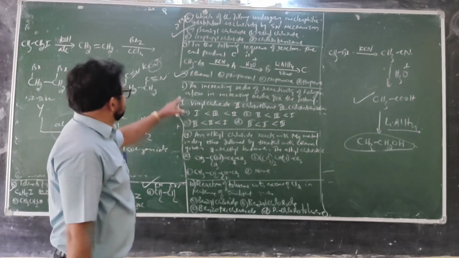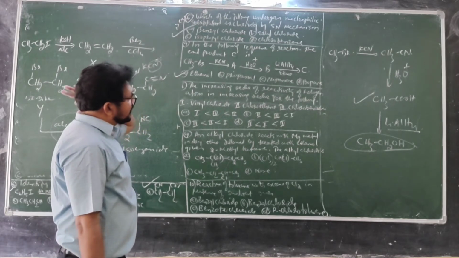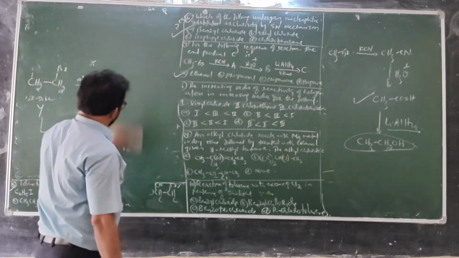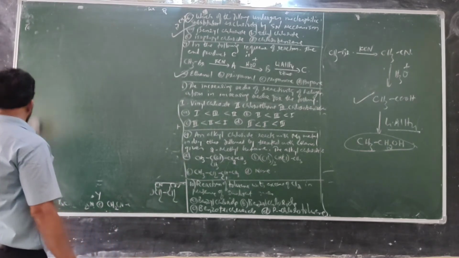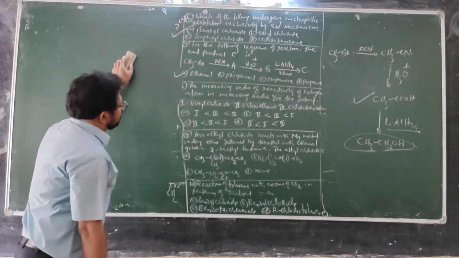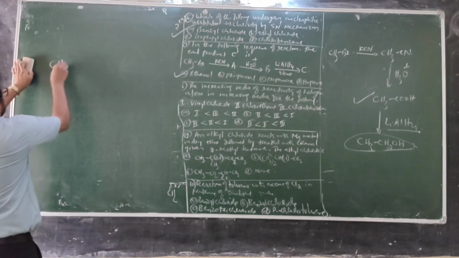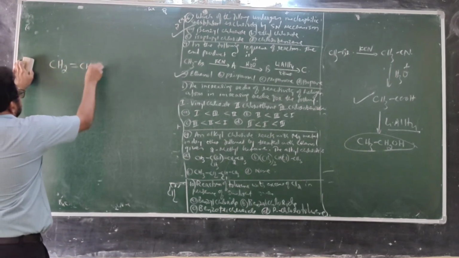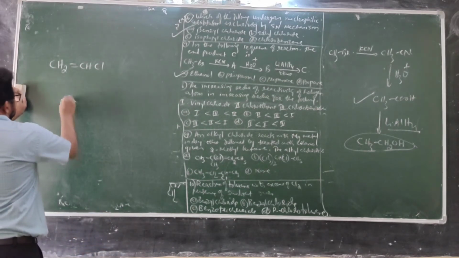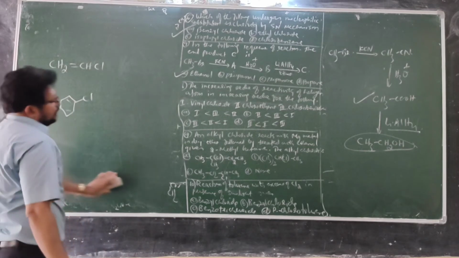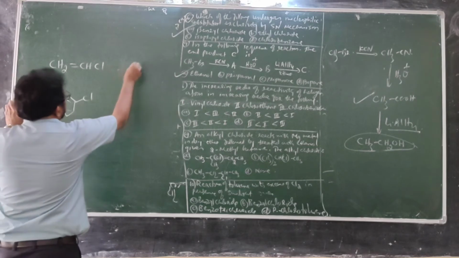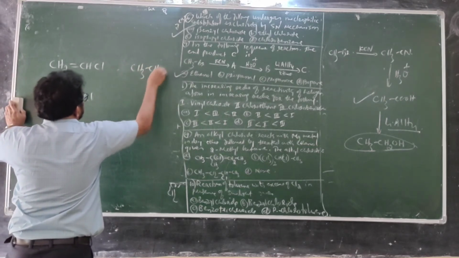The 8th question: the increasing order of reactivity of halogen atom for the following compounds. I have already discussed these: vinyl chloride, chlorobenzene, and chloroethane, CH3CH2Cl.